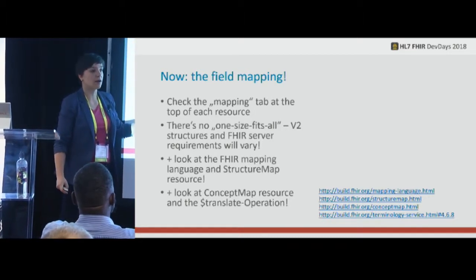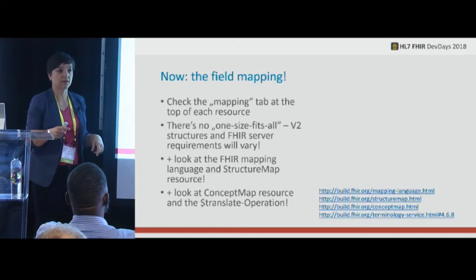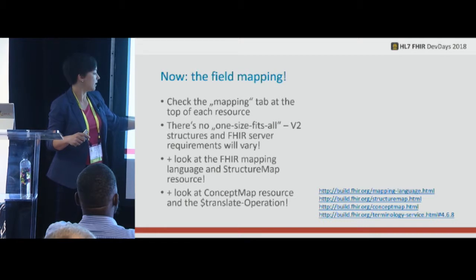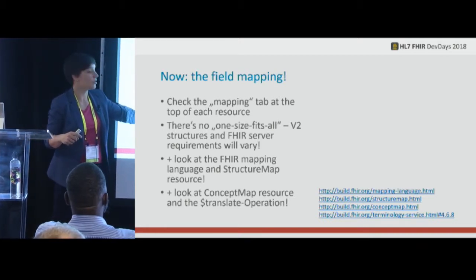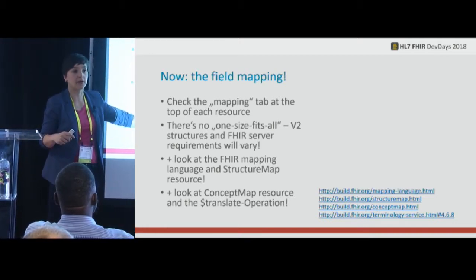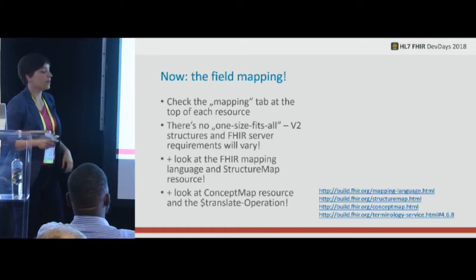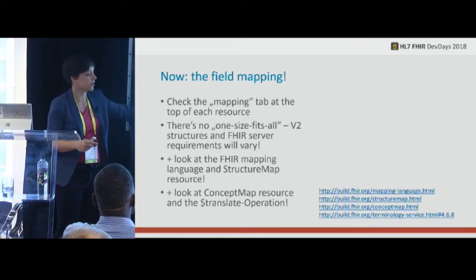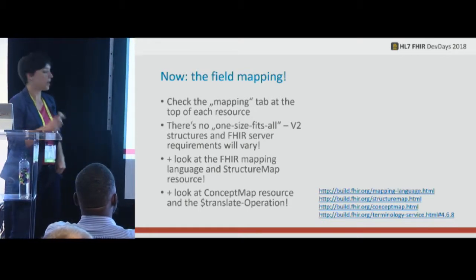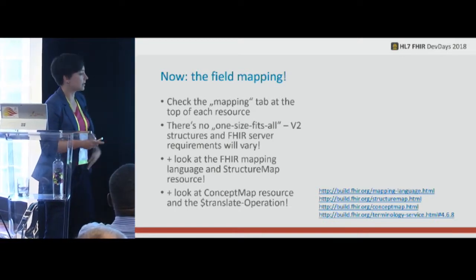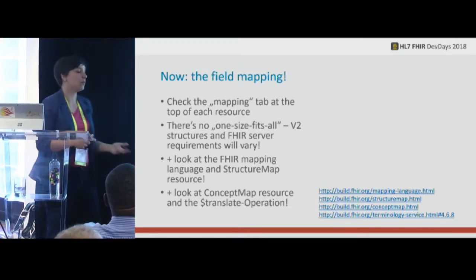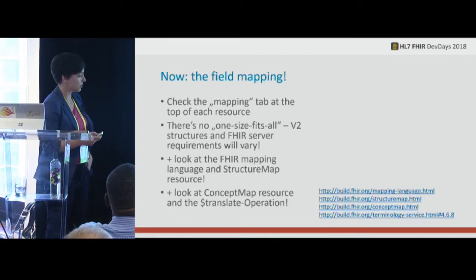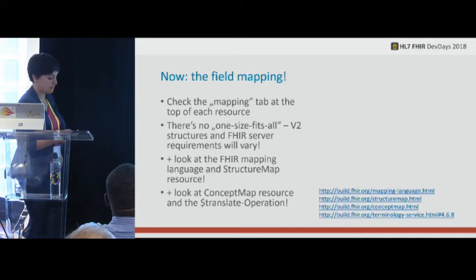If you want to join in doing the exercises that I prepared, in the last coffee break I added an example on how to use this concept map and the translate operation to actually do that. It took me a little while to find a server that properly handles this operation. It's not very commonly implemented right now, but I found one, and I also added an example concept map resource that you can use to map the patient gender from the version 2 value set to the FHIR value set using the $translate operation.